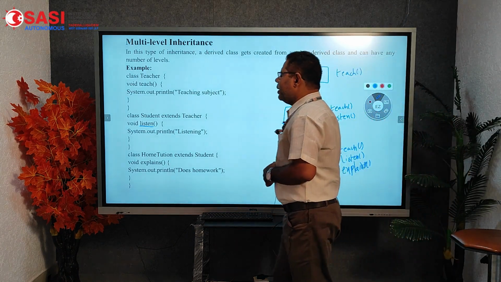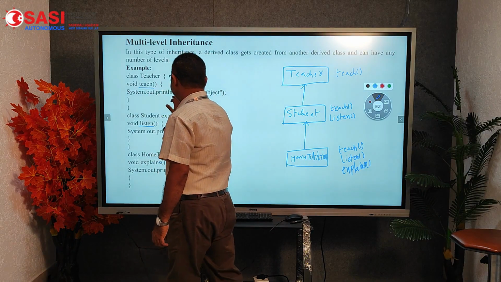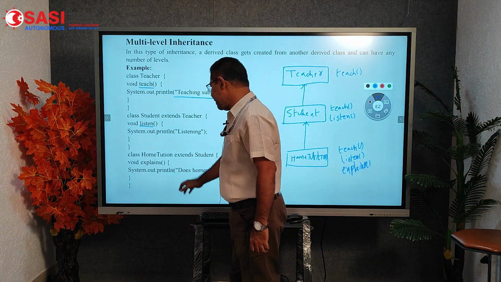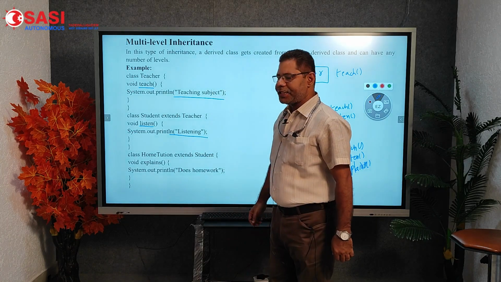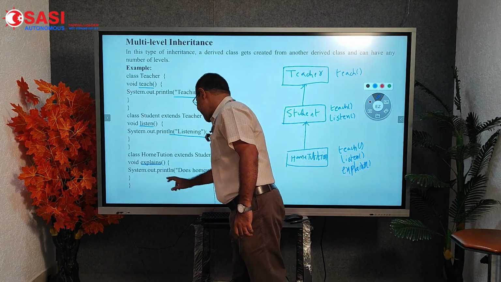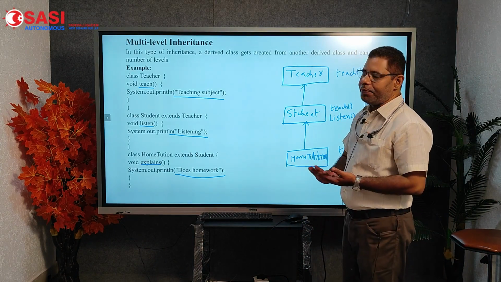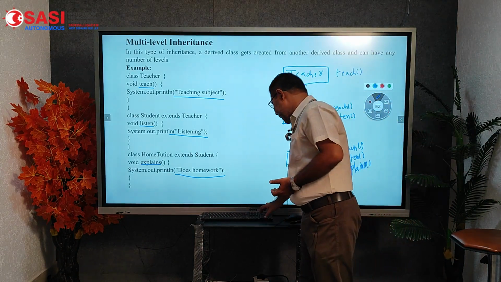Now we can see the output of the teach method is simply teaching subject. Next, the output of the listen method is listening. Next, the output of the explain method is does homework. Now we can see the main program for this multi-level inheritance.